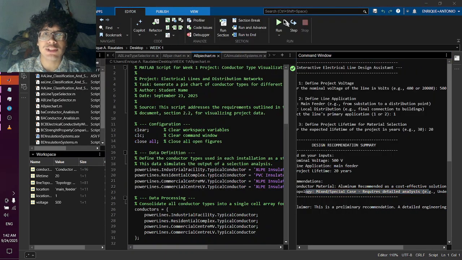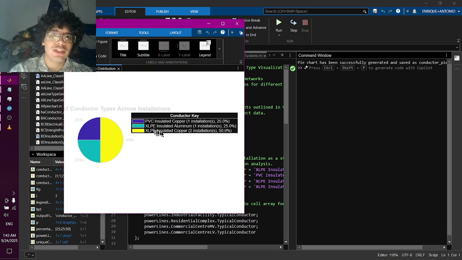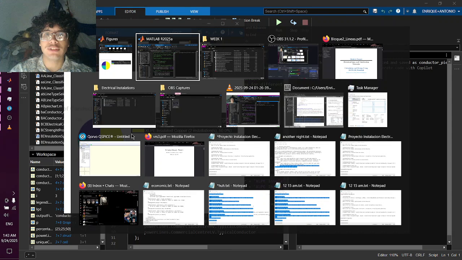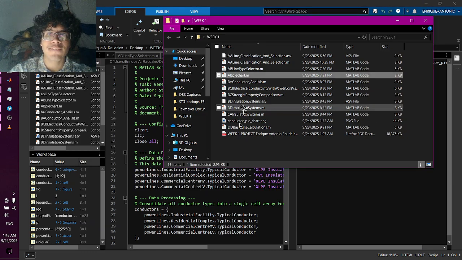Afterwards, we have also designed this pie chart to compare the different conductors and their insulations being used. And we can see that aluminum was found to be justified only for one application, and this is for the medium tension side of the commercial center project, as it is the only application that has high enough power and assumably a long enough line to justify using the composite, the LA type aluminum core steel reinforced composite.